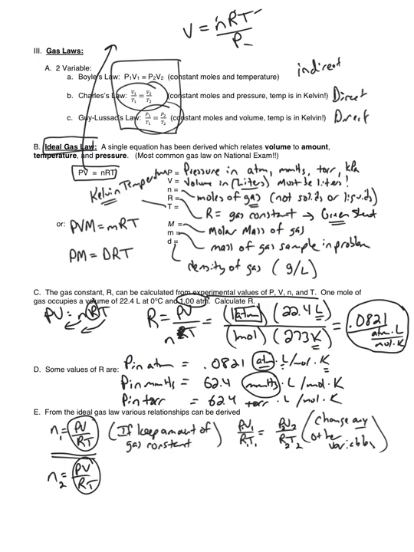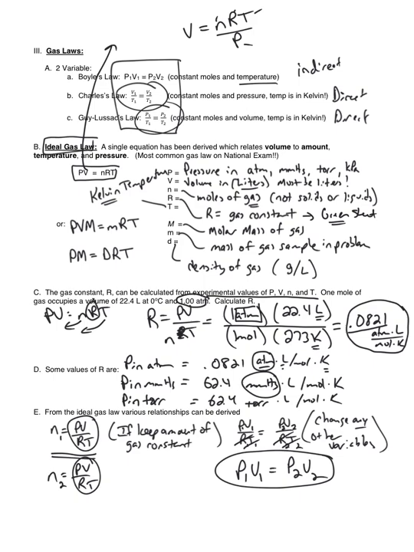If I set these equal to each other, you'll notice that the R, because it's a constant, doesn't change. It factors out of this equation. And if another variable is kept constant, in Boyle's law, the temperature is held constant. So T1 and T2 are exactly the same number. We can cross that out, and you'll notice we end up getting Boyle's law.